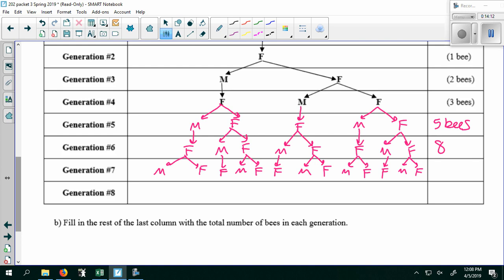All right, so that means that in generation 7, we have 1, 2, 3, 4, 5, 6, 7, 8, 9, 10, 11, 12, 13 bees. Here we have one more generation to go. So male came from a female, female, male, female.